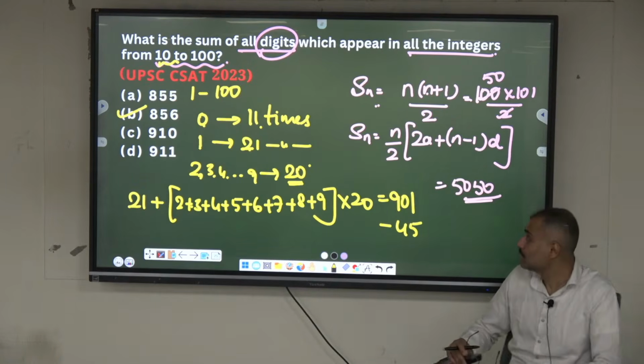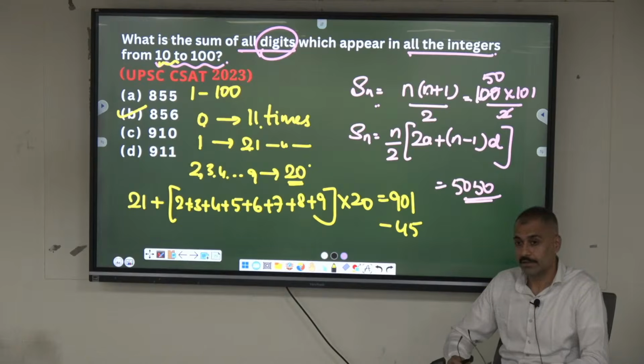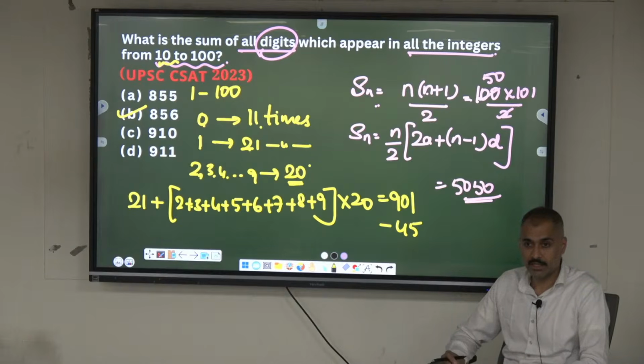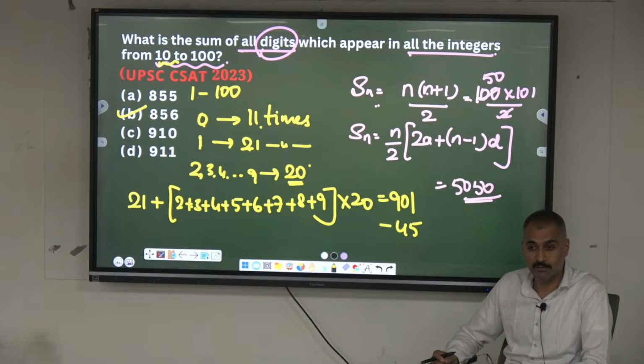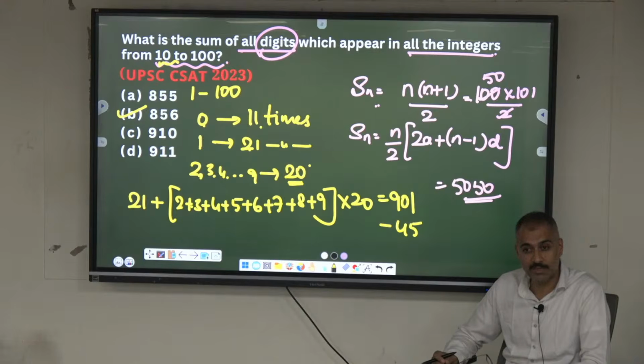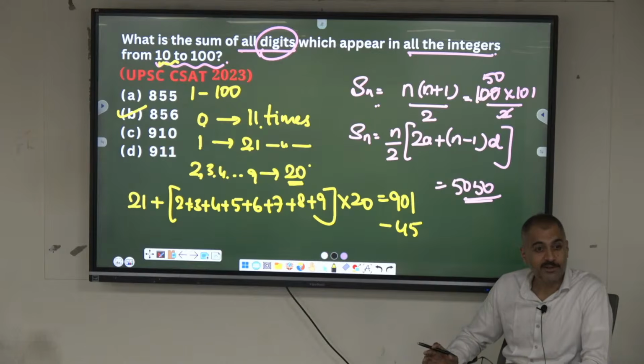Okay, 0 to 1 to 100. Remember, in these cases, he might use terms like first 100 natural numbers, or first 100 whole numbers. First 100 whole numbers are 0 to 99, not 0 to 100.